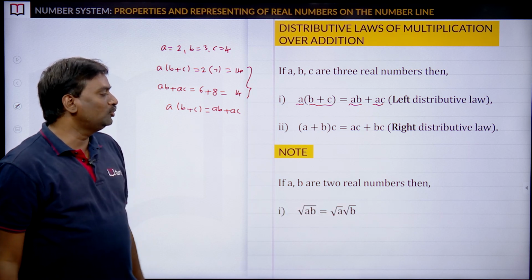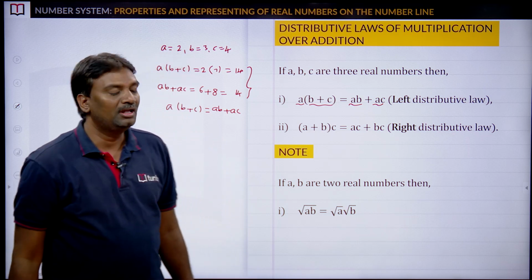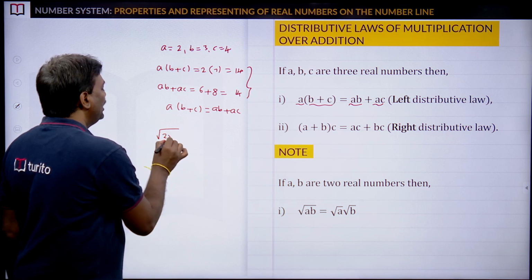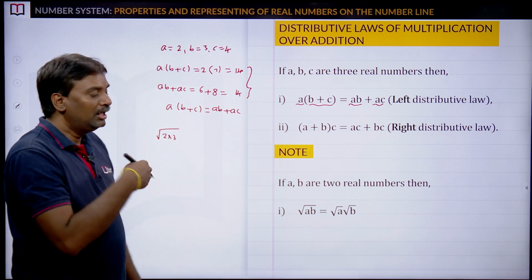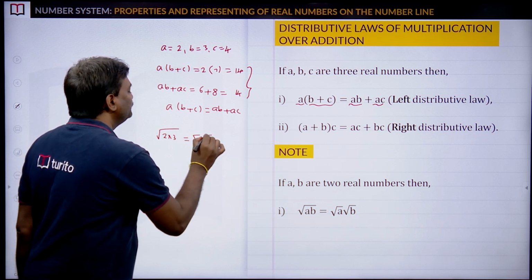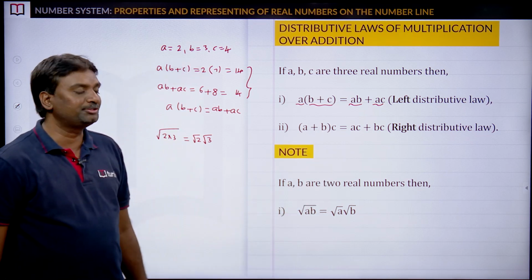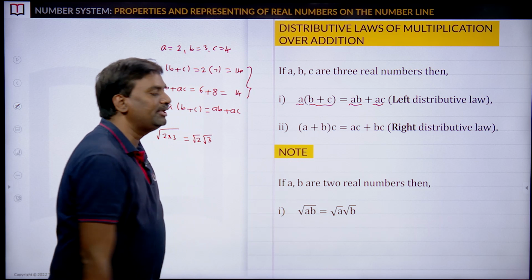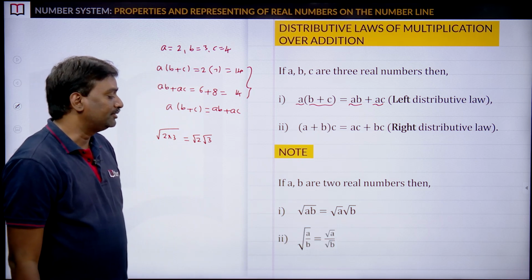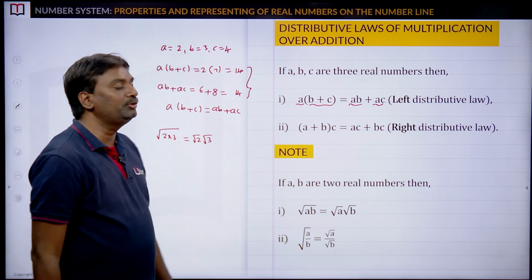If A and B are two real numbers, then root of A into B equal to root A into root B. For example, if you have A equal to 2 and B equal to 3, we can write this by separating it as root 2 into root 3. So, if A and B are two real numbers, we can express that as square root of AB equal to square root of A into square root of B. Next, similarly, if we have the division, root of A by B equal to root A by root B.